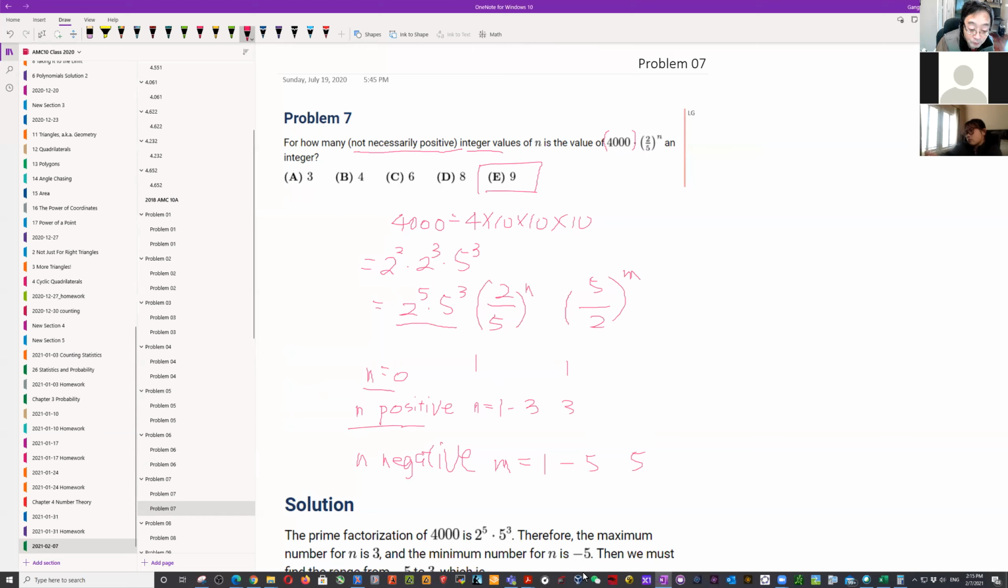Then the second case is n positive. N positive is just this way. And the denominator is 5. If it goes too high, you're going to have the 5s completely canceled out and have extra on the denominator. That will make it a fraction. So basically the highest we can go for n is 1, 2, 3. So that's positive.